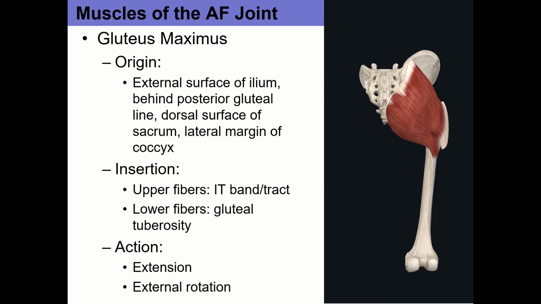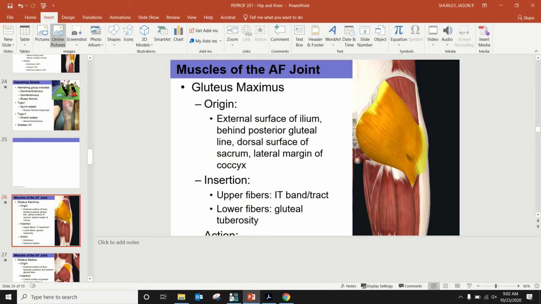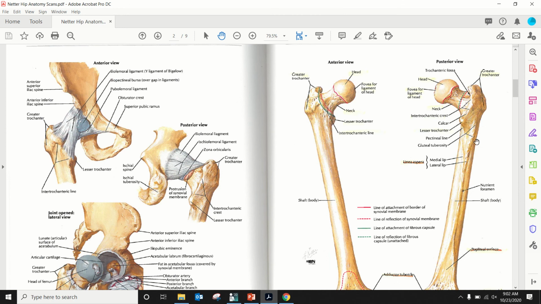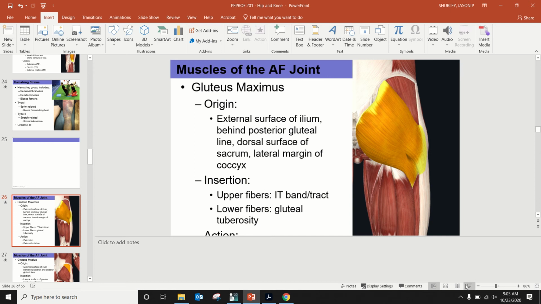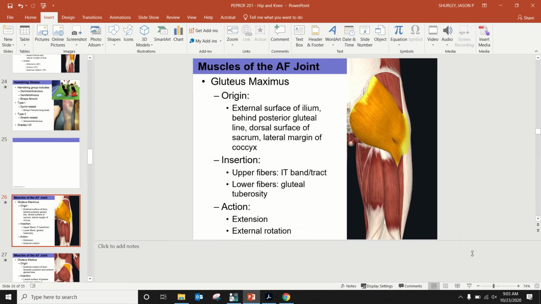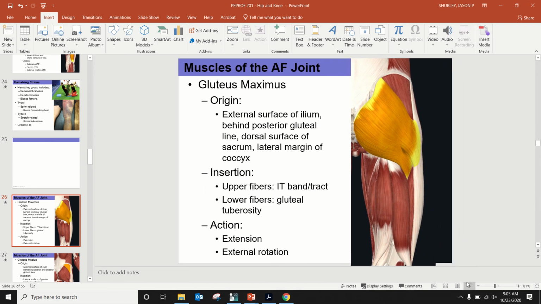I'm going to click over to the Netter slides to show you that real quick. Hopefully they'll pop up. There we go. So you can see the gluteal tuberosity is up here, kind of lateral to the lesser trochanter, which is here, and superior or proximal to the linea aspera, which is here. So the inferior fibers of glute max insert into that gluteal tuberosity.